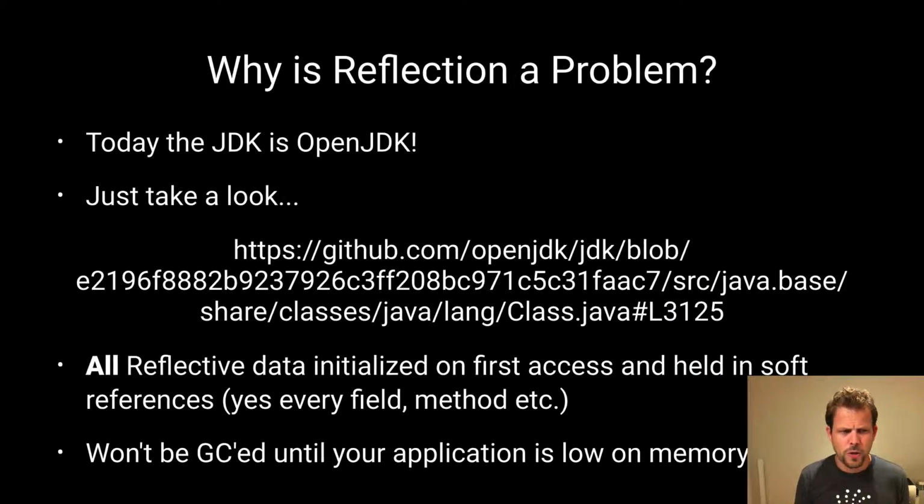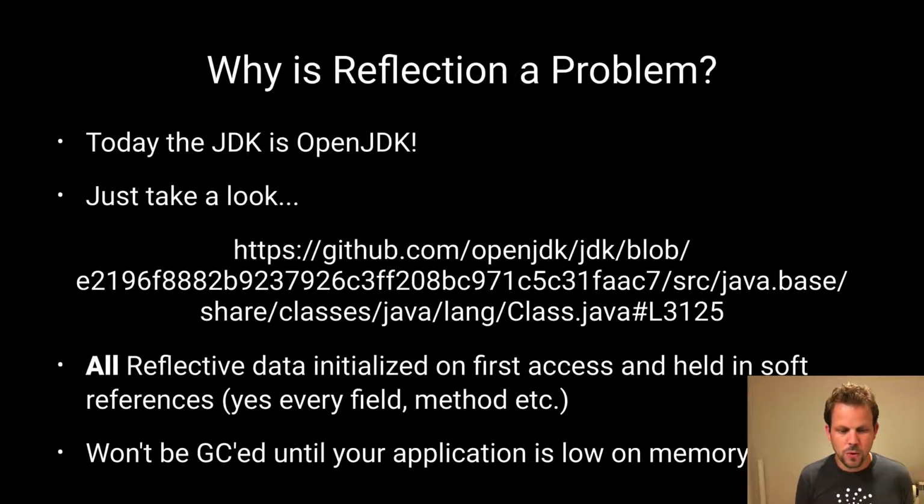So you may be wondering at this point why exactly reflection is a problem. Well, it's actually pretty easy to find out today. The JDK is OpenJDK, and it's also hosted on GitHub. So you can go directly to GitHub and check out the source code. And if you look at the source code for java.lang.Class, which is a class reference, you'll see that essentially all reflective data is initialized on first access and held in what is called soft references.